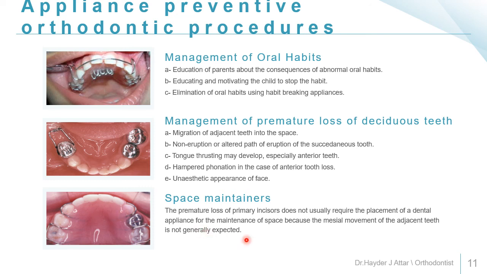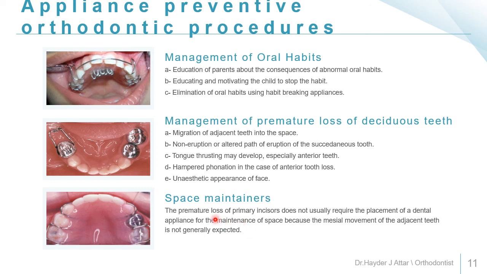The space maintainers are indicated mostly when the loss of the deciduous teeth is premature, and when the permanent tooth will not erupt soon. When the permanent tooth will erupt as soon as possible, we do not indicate space maintainers.